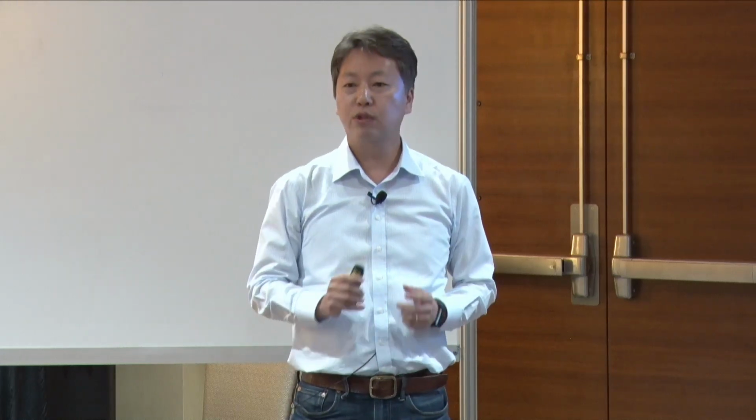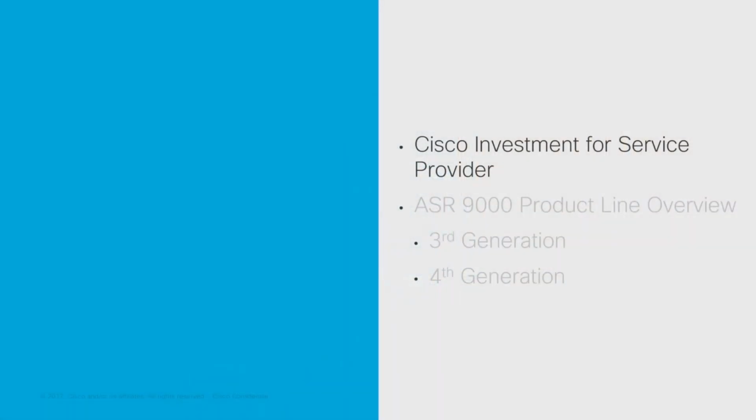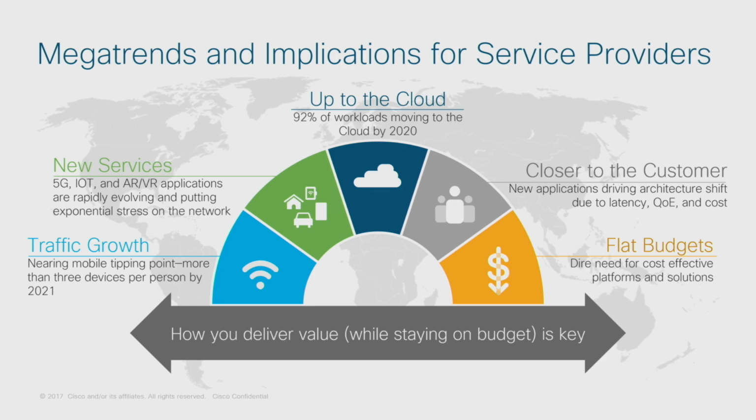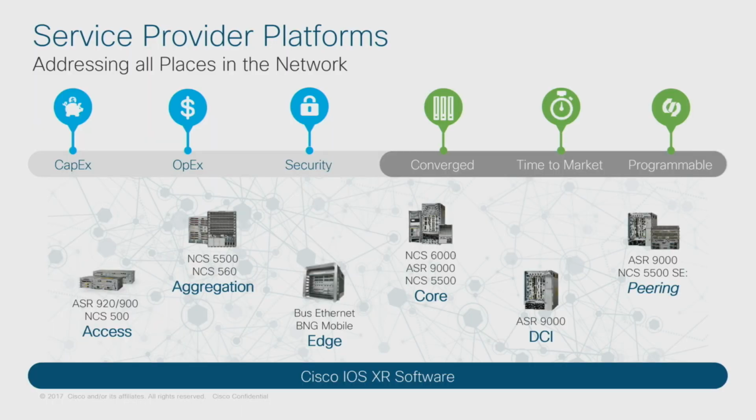I would like to skip a couple of slides because Phil, Peter, and David have touched upon some of the investment strategy we have. So I'll go straight into the ASR 9K. What's the role? What's the strategy? What's the positioning of the platform in the overall service provider portfolio we have?